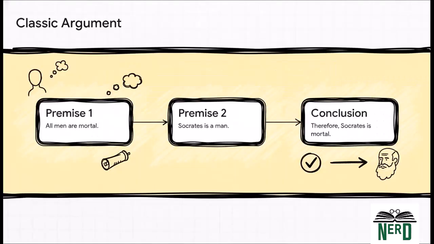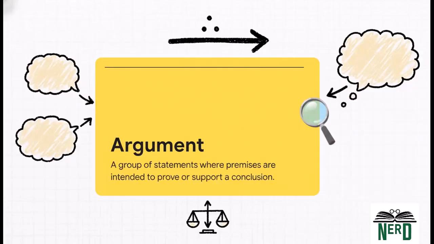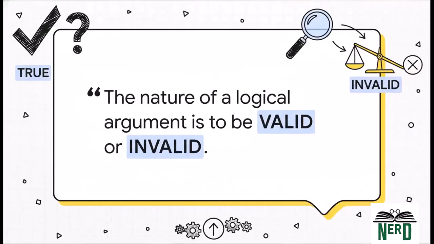This classic example is going to make everything click into place, so check this out. Our first premise is all men are mortal. Our second premise is Socrates is a man. And when you put those two ideas together, the logical result is our conclusion. Therefore, Socrates is mortal. See how that works, where the premises combine to support and prove the conclusion? So that right there is the definition of an argument. It's simply a group of statements where some of them, which we call the premises, are intended to support or prove a final statement, which we call the conclusion.